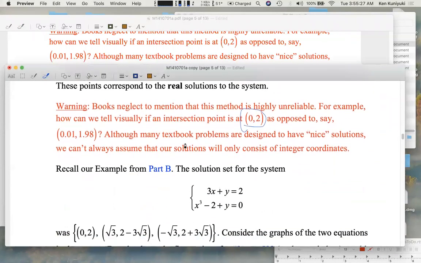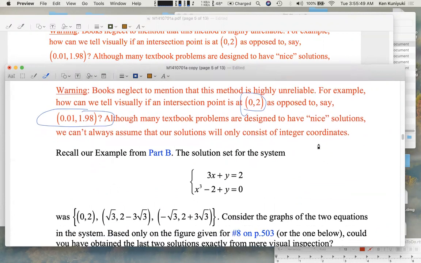Okay, and in fact, even if you eyeball something, even (0, 2), some students might ask, why can't it be something like this? So although many textbook problems are designed to have nice solutions, we can't always assume that our solutions will only consist of integer coordinates. It's quite possible that your solutions might be uglier, like irrational. And sometimes when you graph, maybe (0, 2) isn't the solution. Maybe it's just a nearby point, like that. Although, if you really think about it, in our example, you should be able to figure out it's exactly (0, 2).